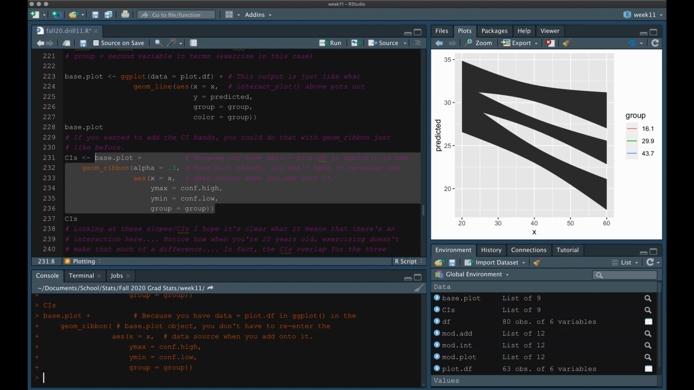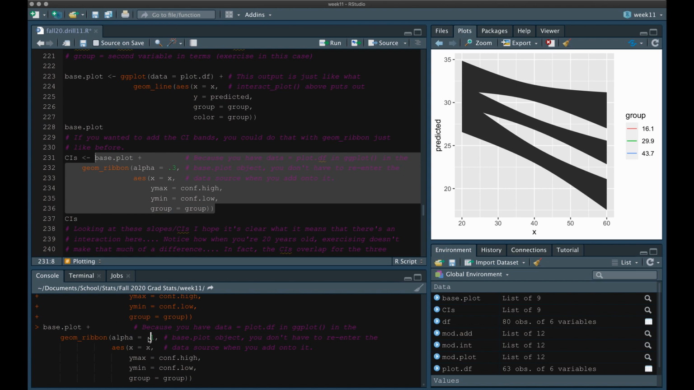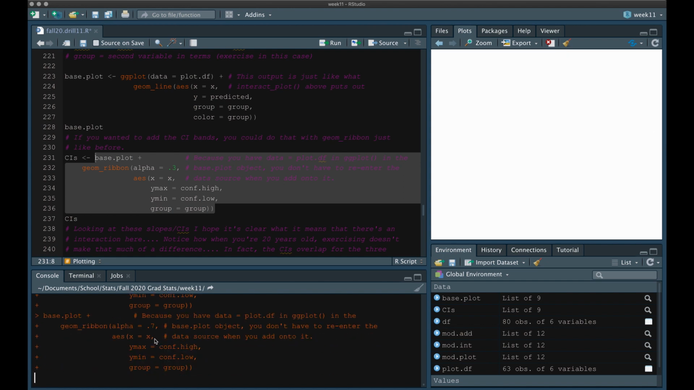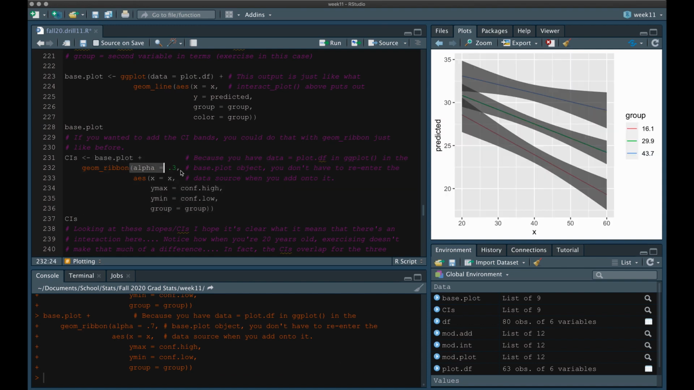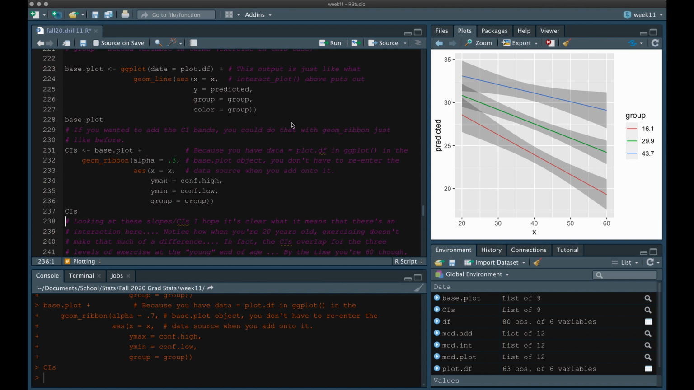And so, these are opaque, and if we made the transparency lower, say we made it 0.1, sorry, that should be 0.1, then it'll be super light. If we made it 0.7, it'll be darker but not completely opaque. So that's all the alpha is. I usually use an alpha of 0.2 or 0.3 for most things. But anyway, that's how we can put our confidence intervals based on those regression lines.